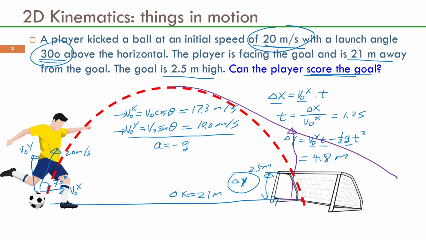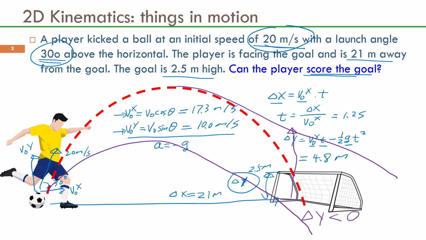He overshoots it. What if you get a vertical displacement that is smaller than 0? For example, what if delta y is smaller than 0? That means he undershoots it. That means the ball goes under the goal. That also means he cannot score.